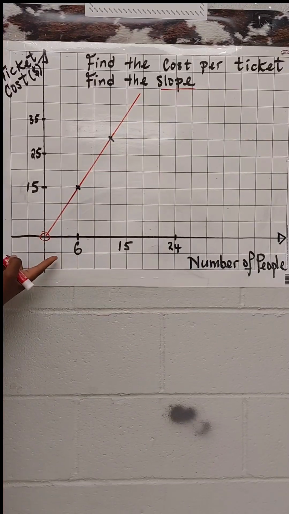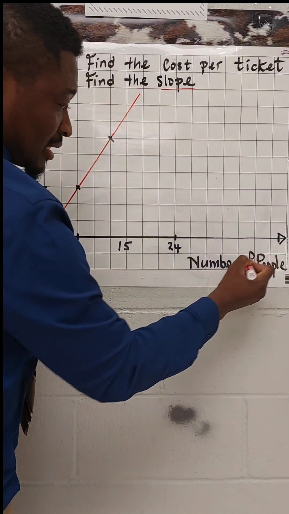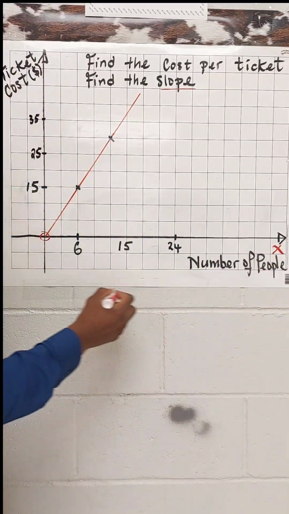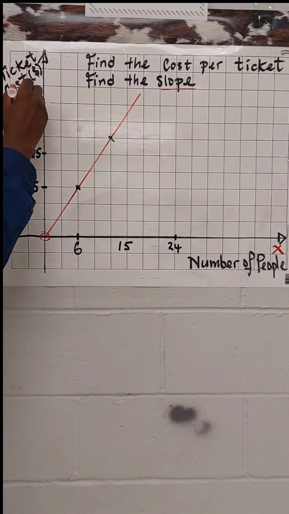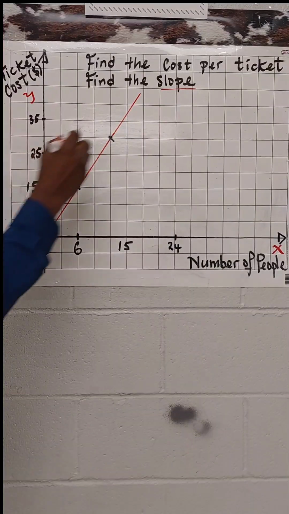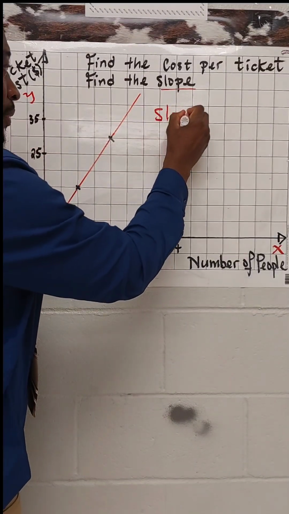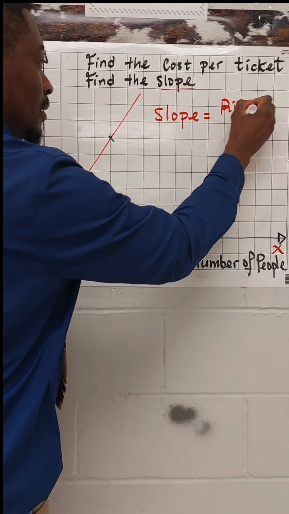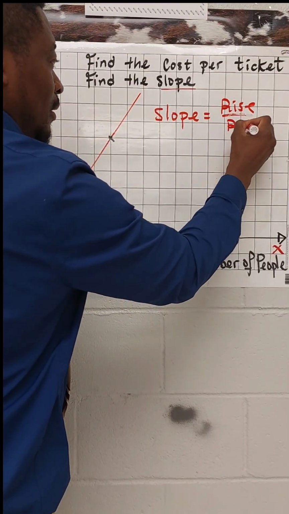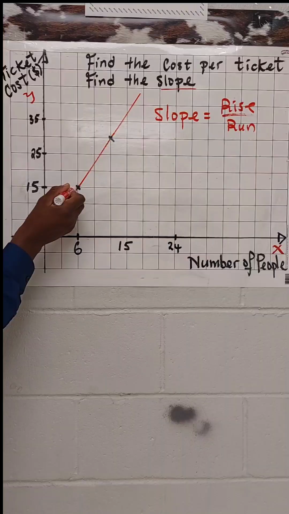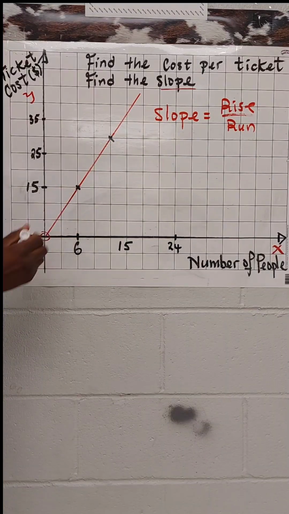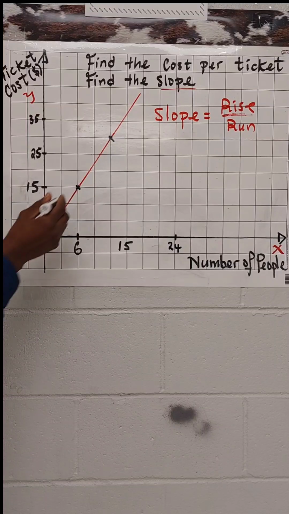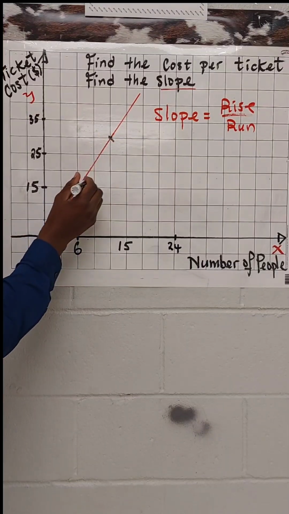We see on the x-axis here, this is the x-axis that has been labeled as number of people. Remember, that will still be the x-axis. Ticket cost is the y-axis. So remember that slope is the rise divided by the run. Okay, so consider this point. Consider this point and this point.